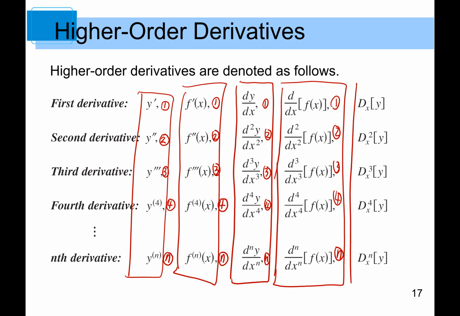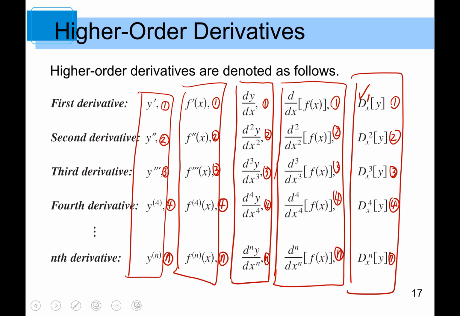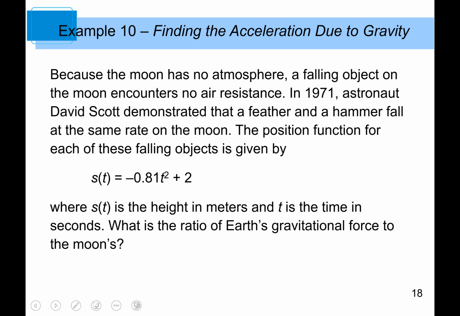And the last way of writing that: capital D with superscript N represents the nth derivative with respect to x of y. This is actually 1 here, but they omit it. So first derivative, second derivative, 2, third derivative, 3, fourth derivative, and nth derivative. Just make sure you are able to distinguish all these different symbols for derivatives, for higher order derivatives.